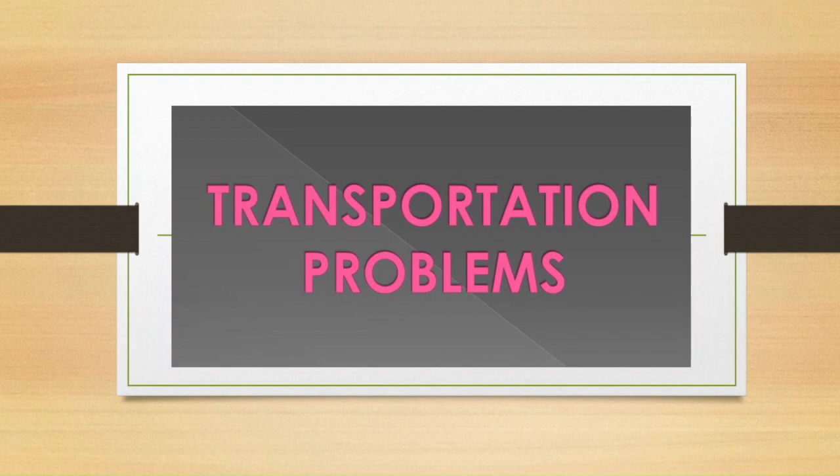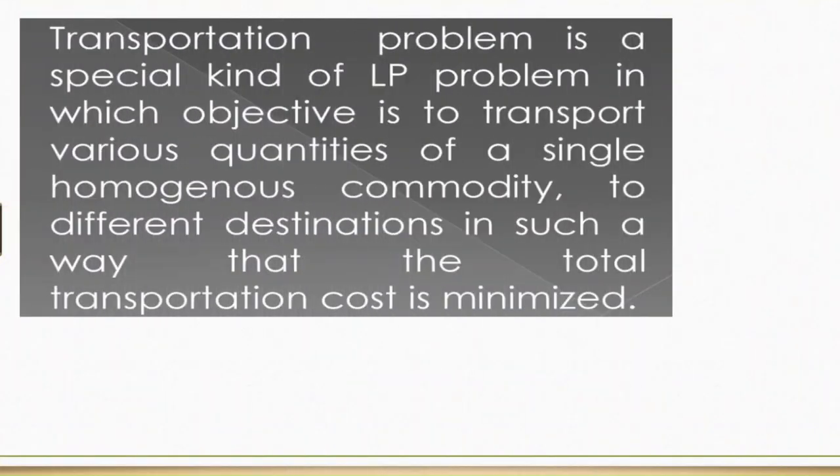In today's lecture, we'll be talking about transportation problems. That's another concept of operational research, where in this series we'll be talking about transportation problems and assignment problems and their various methods. So what is a transportation problem? It's a special kind of linear programming problem in which the objective is to transport various quantities of a single commodity to different destinations in such a way that the total transportation cost is minimized.